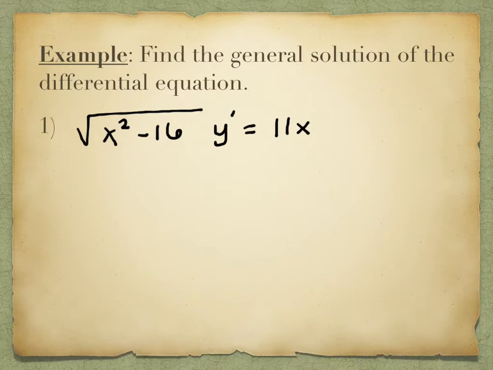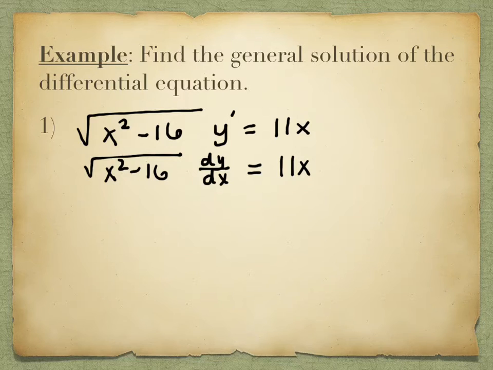All right, so let's take a look at the first one here. We have the square root of x squared minus 16 times y prime equals 11x. You've seen these used before, not quite with this setup, but very similar. So what are we going to do? Somebody tell me the first step. It's not a hard one. Thank you. Okay, so you want me to write the y prime as dy dx. And you already told me the next step too, Janet. What do you want me to do next?